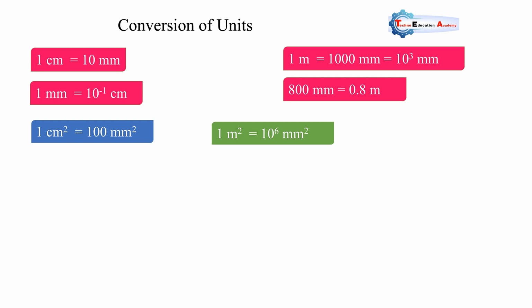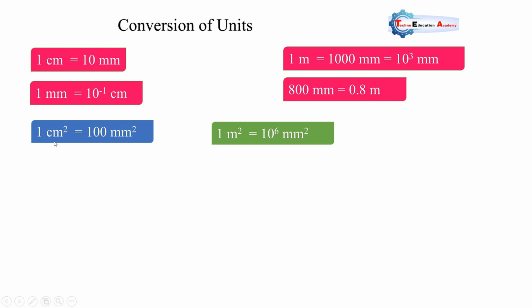For example, some geometrical dimension like surface area, volume, is given in centimeter square and we need to convert into mm square. If it is given in meter square and we need to convert into mm square. If it is given in mm square and we need to convert into meter square. So we also need to know the relationship between centimeter square, mm square and meter square.